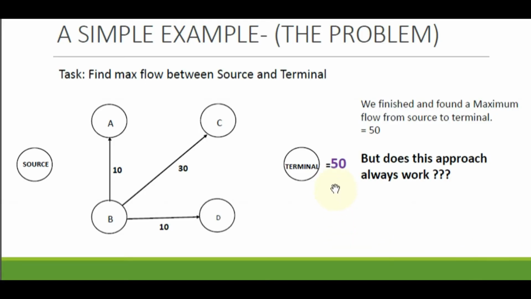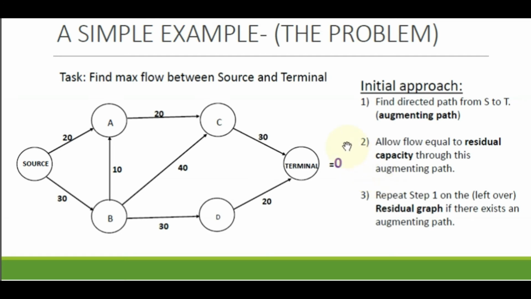Okay, so we got lucky in this case. We know the maximum flow for this graph is 50 because S is not pushing out any more flow. But the question is, does this always work? Let's pick a different initial augmenting path and see if we face any problems. Okay, so step 1, find a directed path from S to T. This is the path I chose.